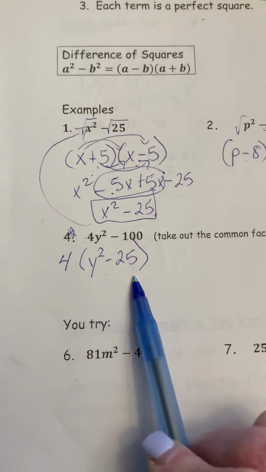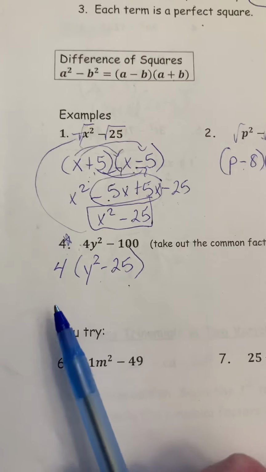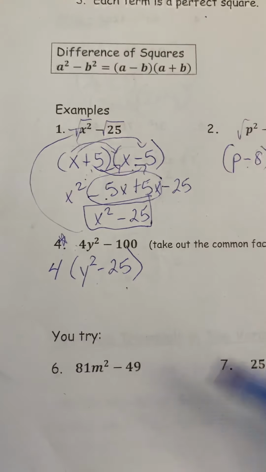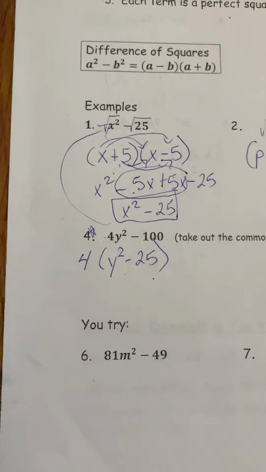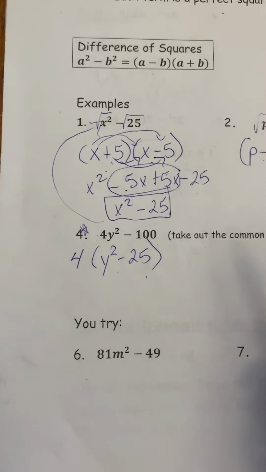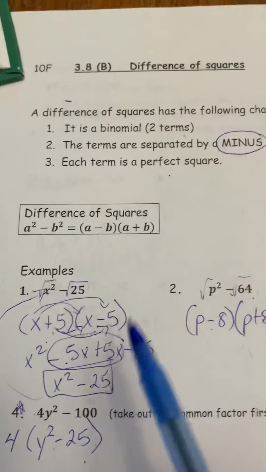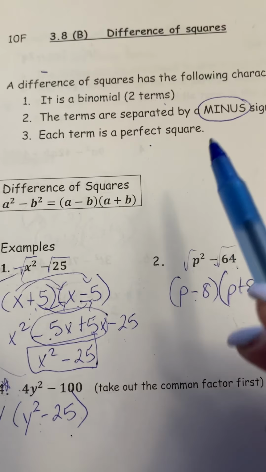Now, if we were still at the beginning of this unit, that would be completed. You would have taken out the greatest common factor, but now we've learned all the types of factoring. We know that we always have to look, see if there's another type of factoring we can still do. And indeed, this satisfies all the characteristics of a difference of squares.